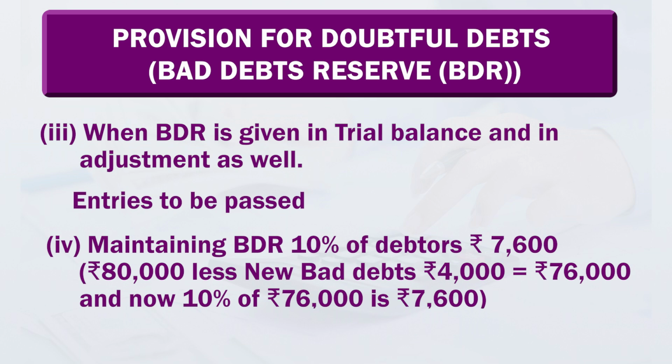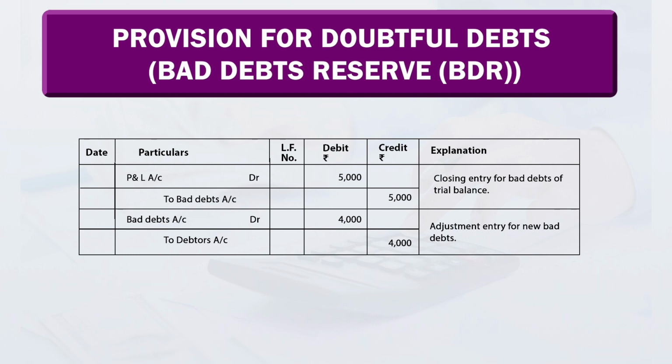How is it calculated, friends? Have a look over here. As I told you, from the total amount of debtors, first we will deduct our bad debts, and after that we will calculate our BDR. So, 80,000 less new bad debts 4,000 comes to 76,000, and now 10% of 76,000 is 7,600, that is our total requirement of BDR. Now, we will have a look at the entries.